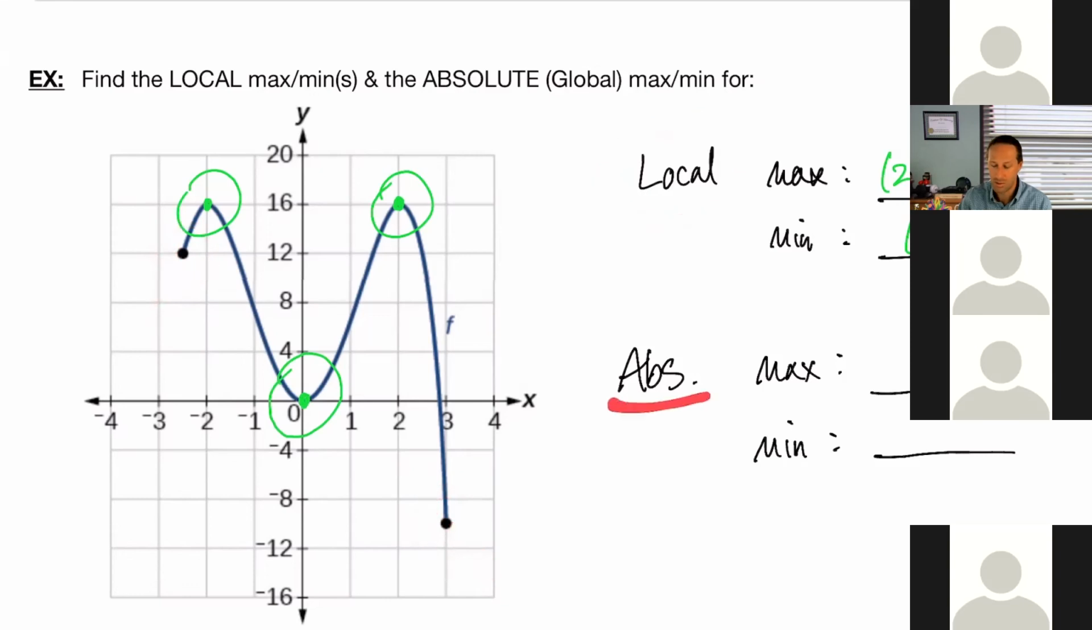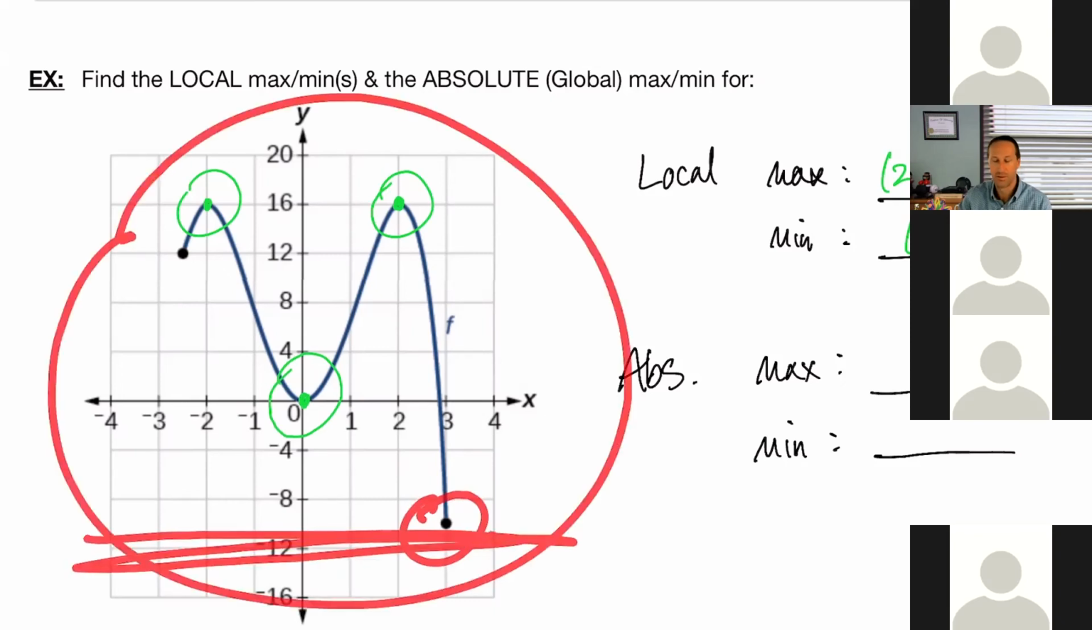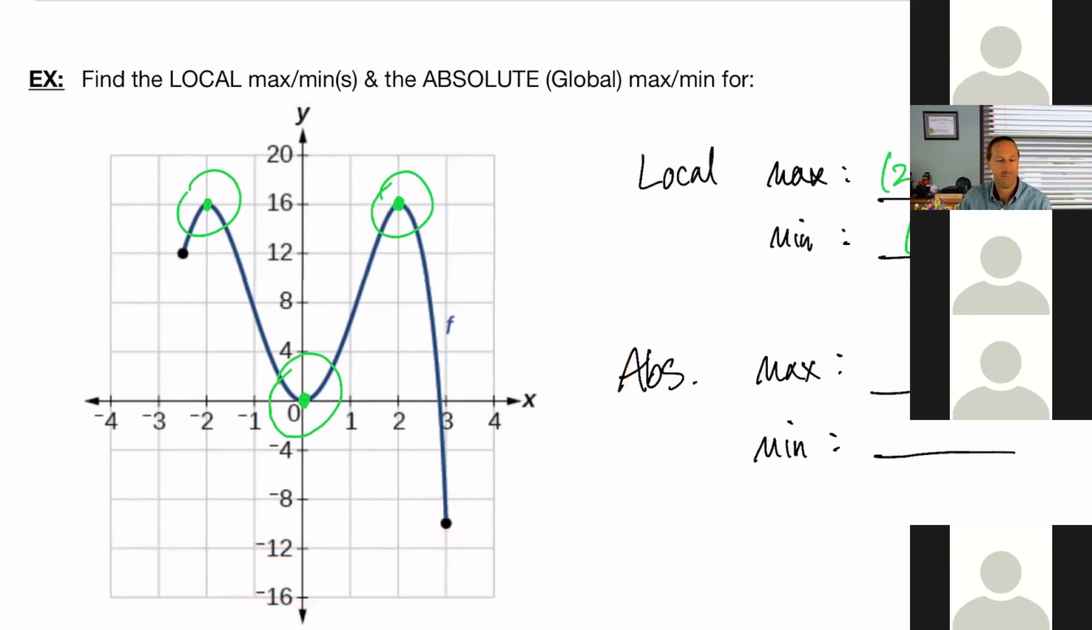But what does that mean you can have at endpoints? Doesn't mean you will, but can have. You can have absolute maxes or minimums. Very good. Is this definitely by far the lowest point on this entire graph? Yes. Yes. And what does it appear to be at? 3, negative 10. Very good.